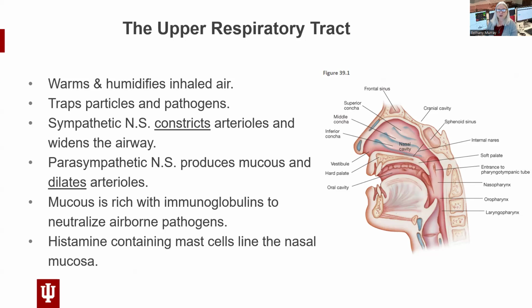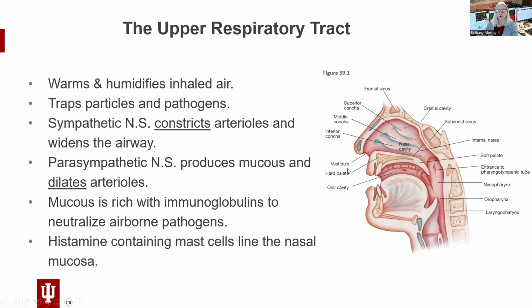Mucus is a natural source in the body. It helps keep our airways humidified and is rich with immunoglobulins, which stimulate the immune system to help neutralize airborne pathogens and keep us from having respiratory infections. And there are a number of mast cells that line the nasal mucosa that contain histamine. Histamine is released from mast cells in response to allergens and other perceived invaders of the respiratory system.